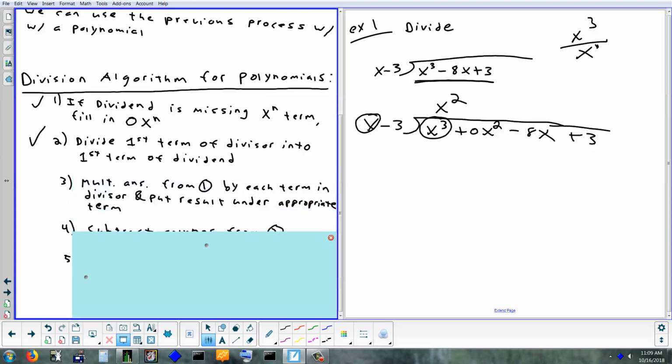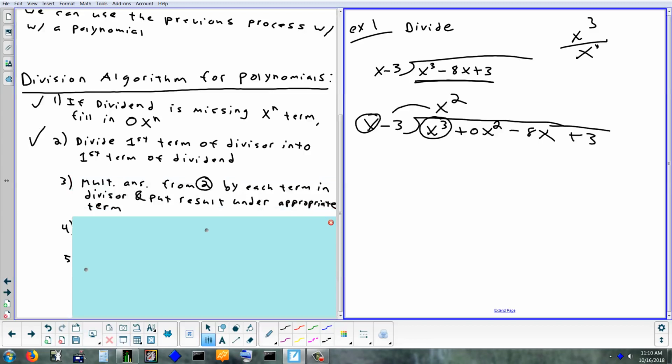Okay, step 3. Take the answer that we just got in step 2, and we're going to multiply it back out to each term in the divisor. So we're going to multiply it back out, and when we do that, we have to put like terms in the same column. So let's watch what happens here. X squared times x gives me x cubed.